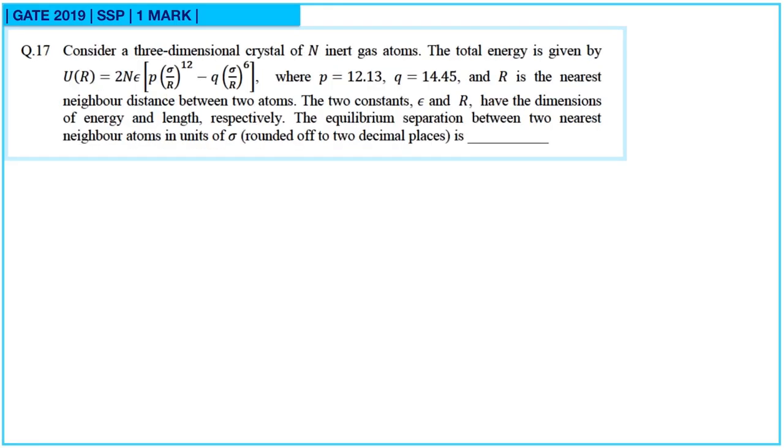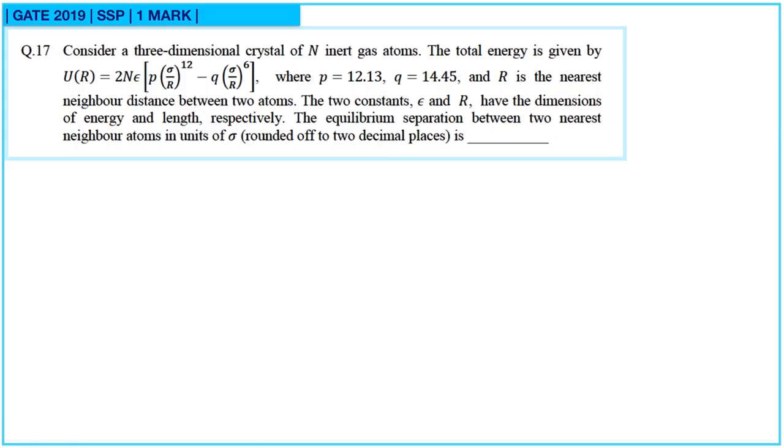Next question. Consider a three-dimensional crystal of n inert gas atoms. The total energy is given by this expression, where r is the nearest neighbor distance between two atoms. The two constants epsilon and sigma have the dimensions of energy and length respectively. The equilibrium separation between the two nearest neighbor atoms in units of sigma.